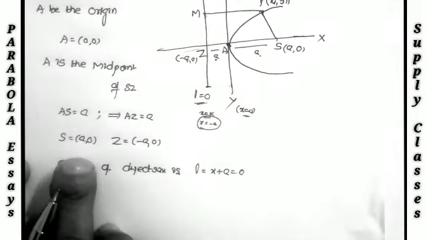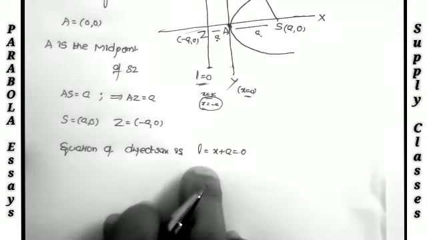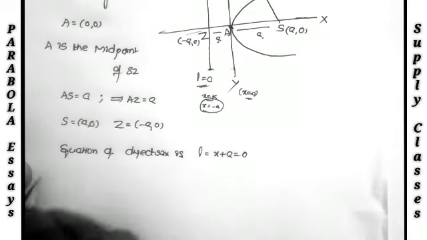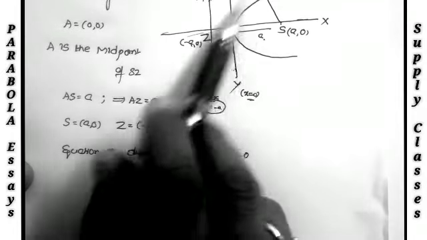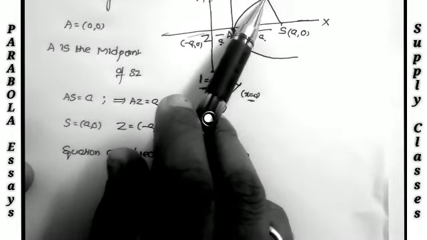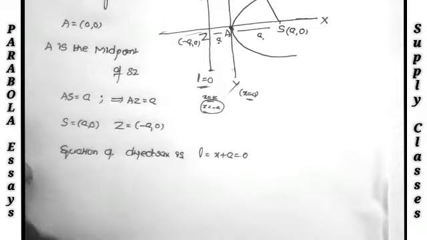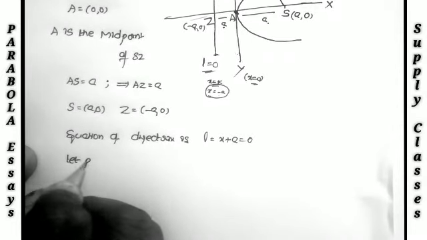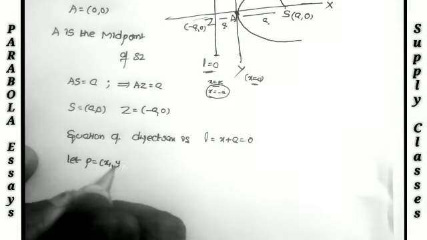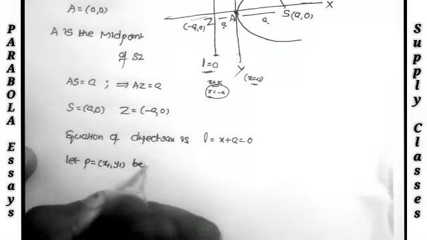Focus S = (a, 0), and L is the directrix x + a = 0. We take this as the locus. This locus is the parabola. Now let P = (x1, y1) be any point on the parabola.